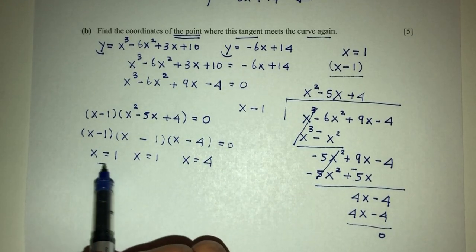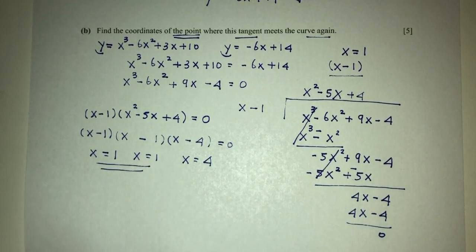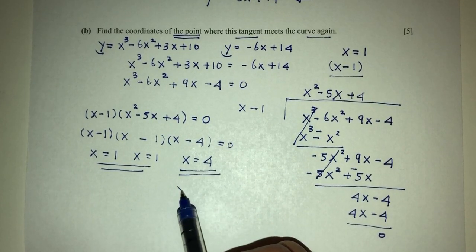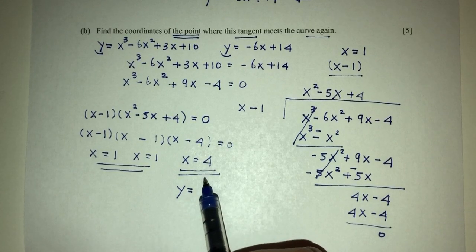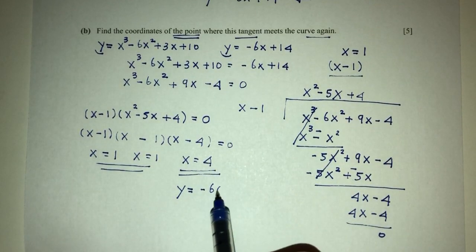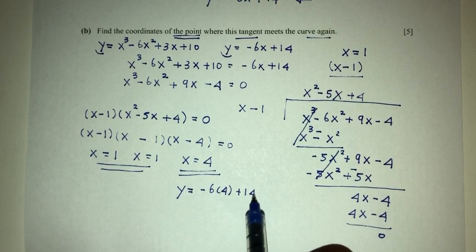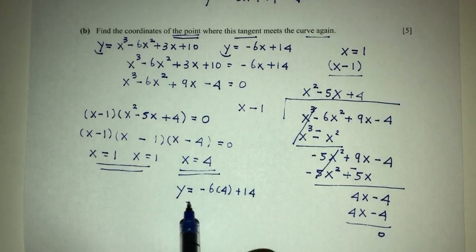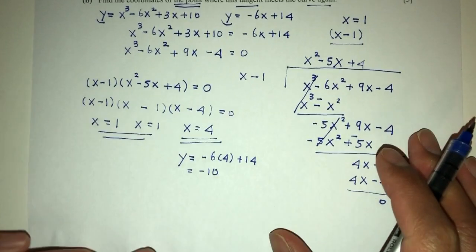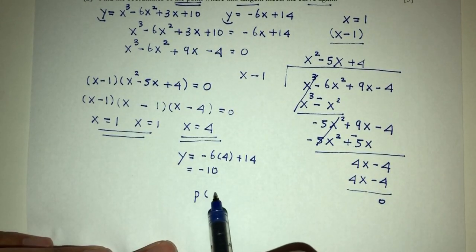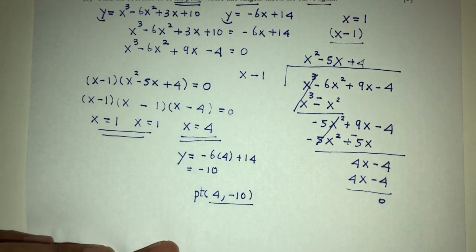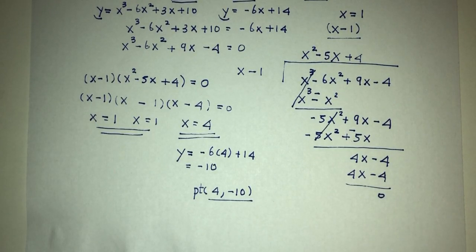For the one we know already, so this is something that we have already, we have to find the other one, which is this one. Now find the corresponding y value, replace back in your equation, -6 times 4 plus 14. So -6 times 4 plus 14, that will be -10. So the other point will be (4, -10) for my answer. So that will be my question number 5.